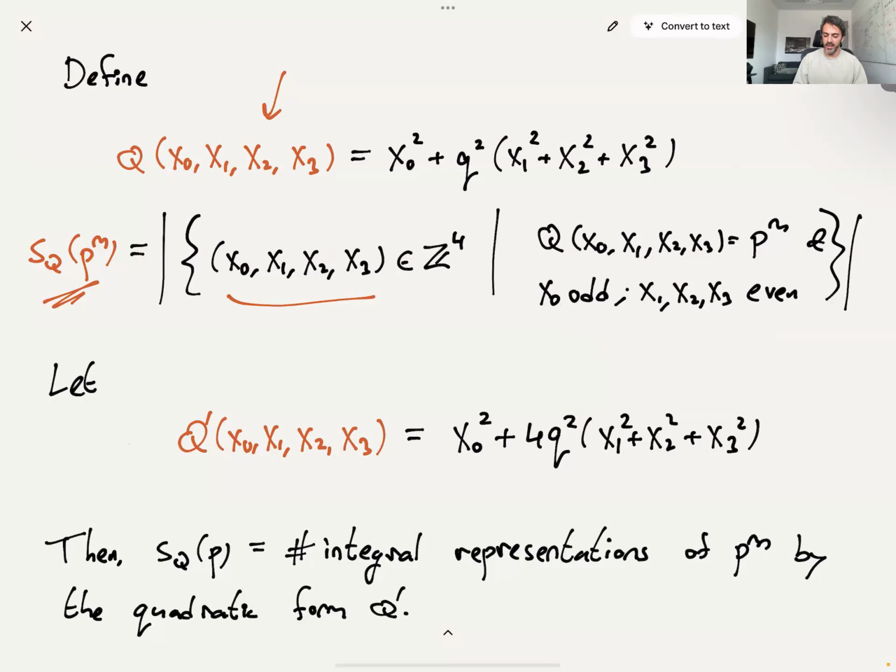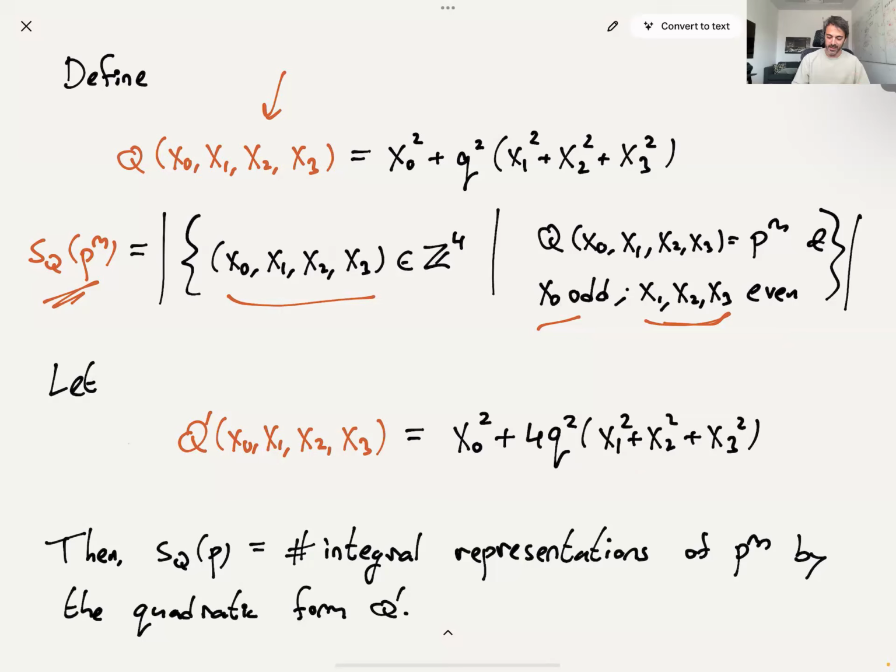Note that because x0 is odd, or actually because these are even, you can pull out a factor of 2. And you don't need to require them to be even, but you need a factor of 4 here, because you pull out a factor of 2 for each of them, and they're squared.